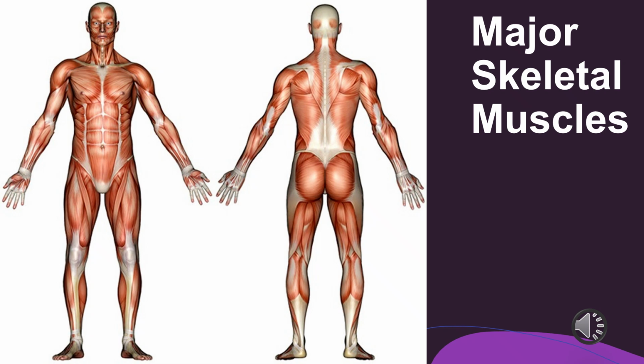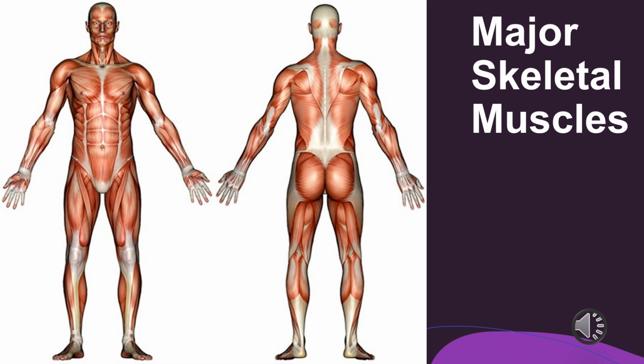We can see the quadriceps group there from the front of the thigh. Again, we use those for walking and kicking. And we can also see the tibialis anterior, which is the front of the lower leg that lifts the foot. Again, those are just some.